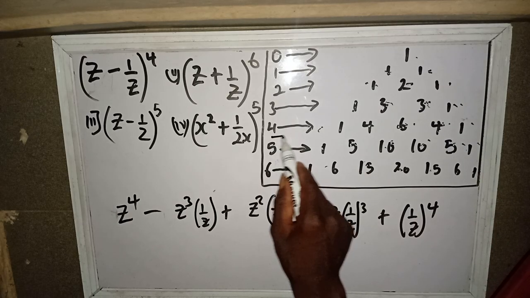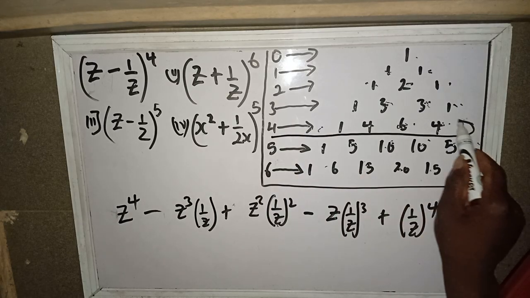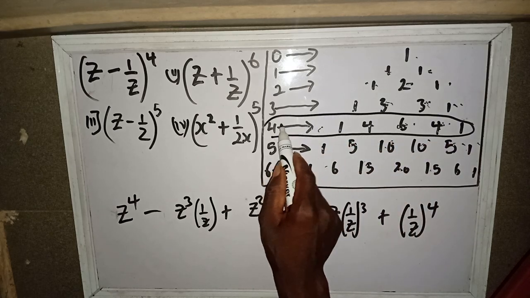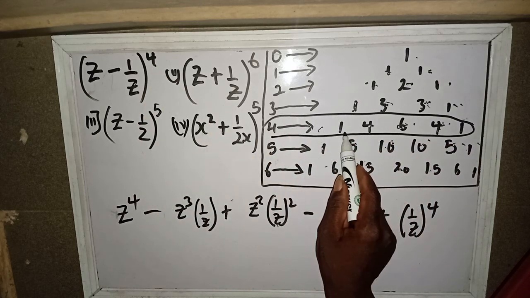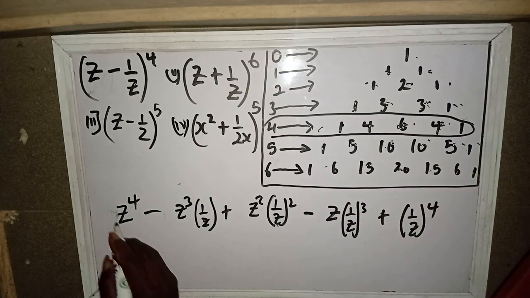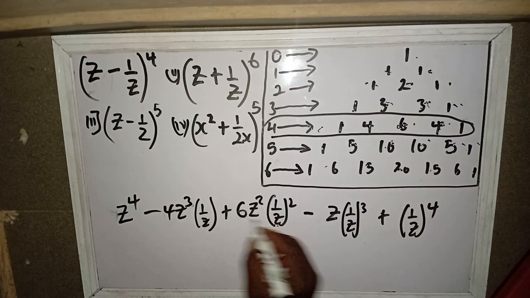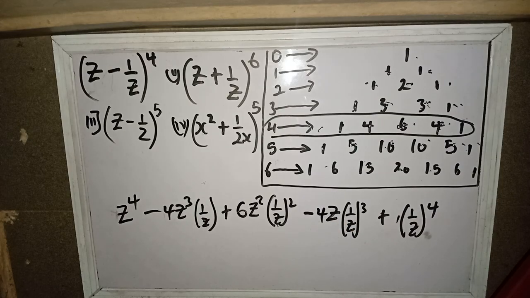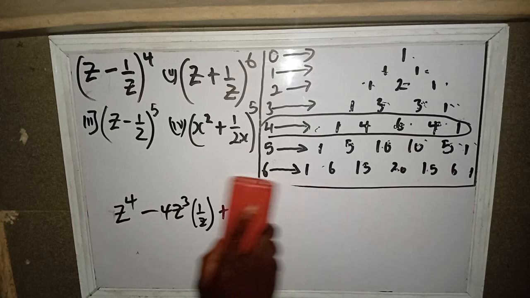So for the power of 4, the coefficients are what? 1, 4, 6, 4, 1. So here we have 1, 4, 6, 4, 1. So this is the expansion. That's just it. Do we get that?